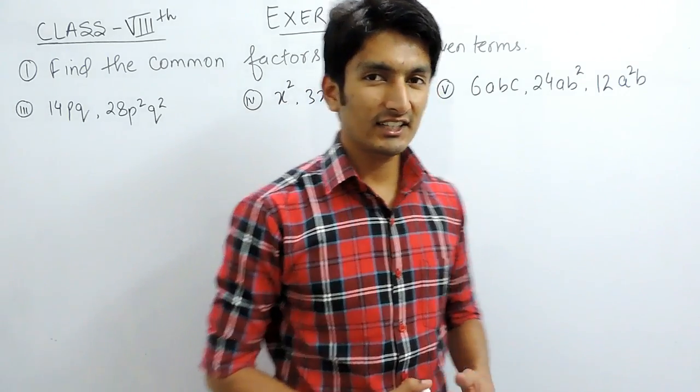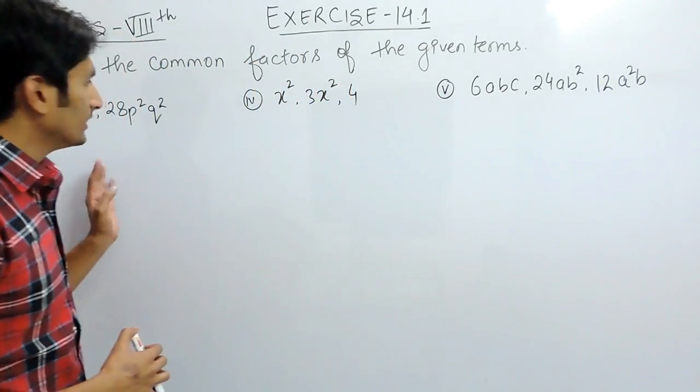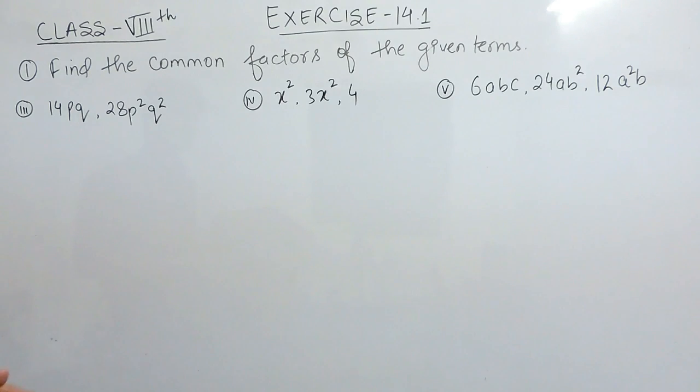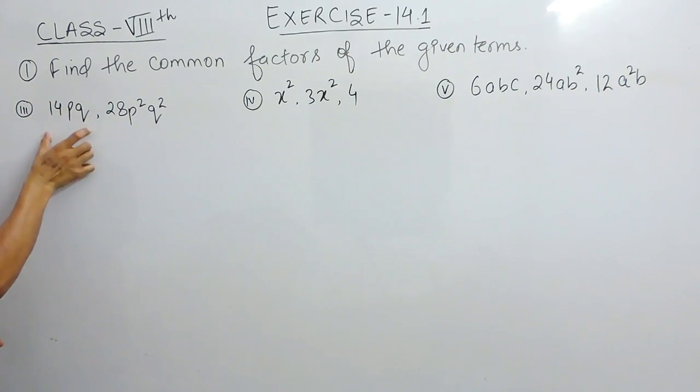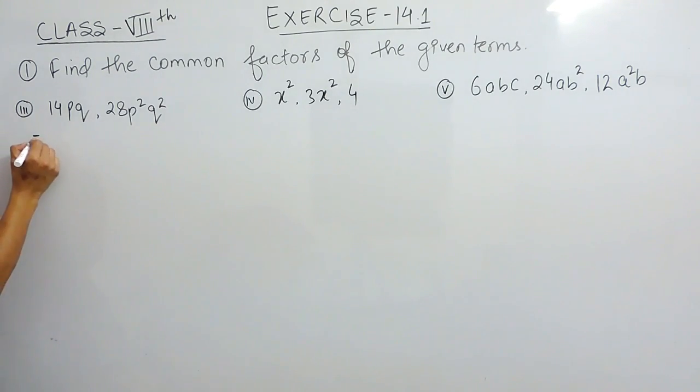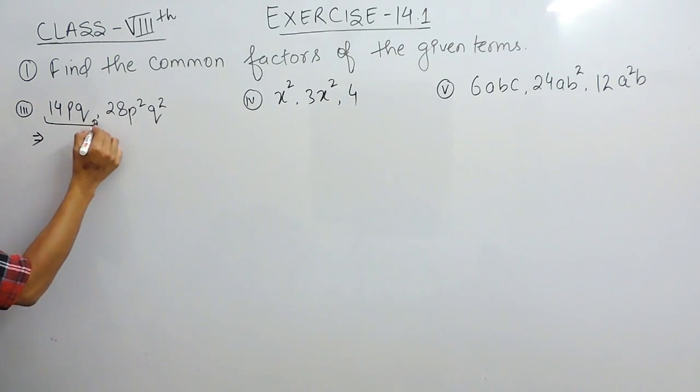Hello everyone, in this video we are going to solve three parts of question number 1 of exercise 14.1, and in this question you have to find the common factors of the given terms. Here in the third part of question number 1 there are two terms, you have to find its common factors. Now first of all let's find what are the factors of the first term.